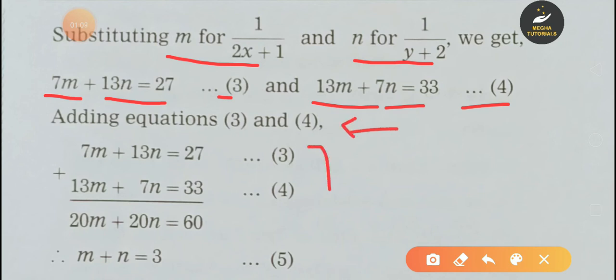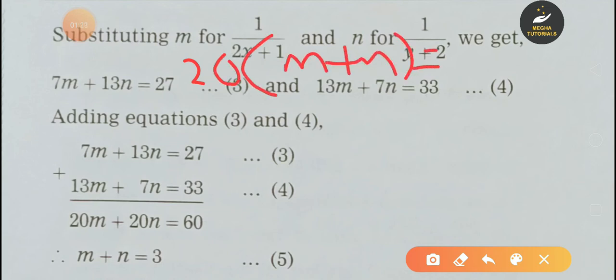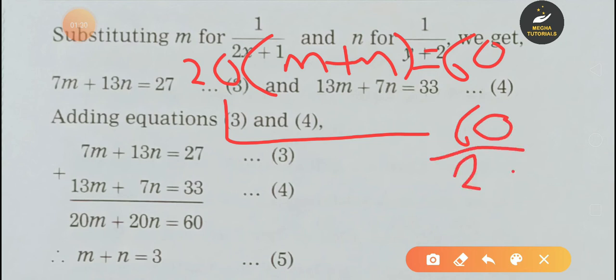So after addition we will get 20m plus 20n is equal to 60. From this part you can take 20 common. So 20 in bracket m plus n is equal to 60, and in the next step you can transpose 20 on RHS, so you will get 60 upon 20. So m plus n is equal to 60 upon 20. 60 upon 20 is 3. Therefore equation 5 is m plus n is equal to 3.